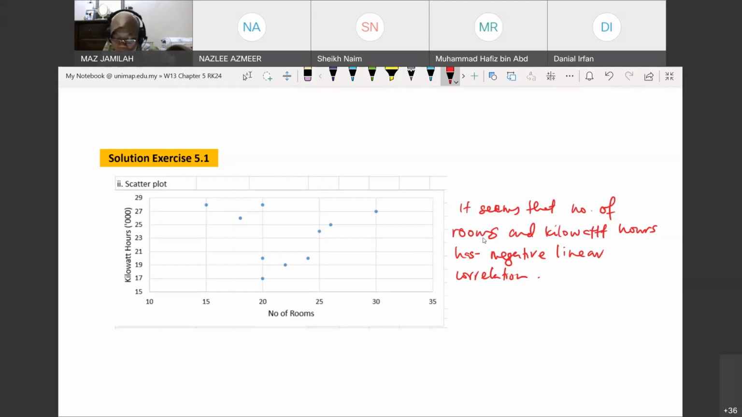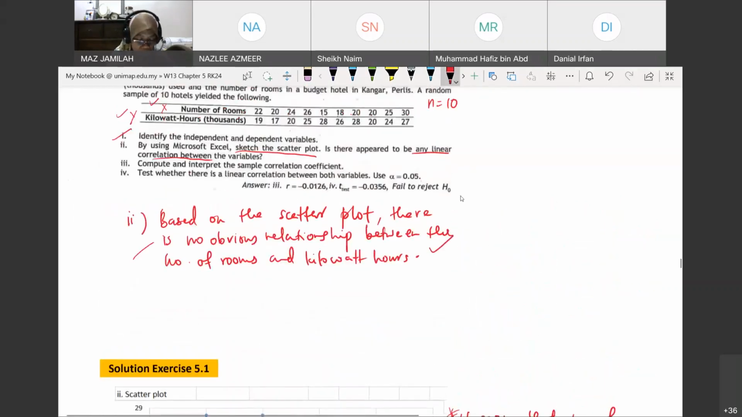Okay, weak negative linear correlation. Weak negative linear correlation. Okay, but I would prefer to answer using this one. Okay, now compute and interpret the sample correlation coefficient.